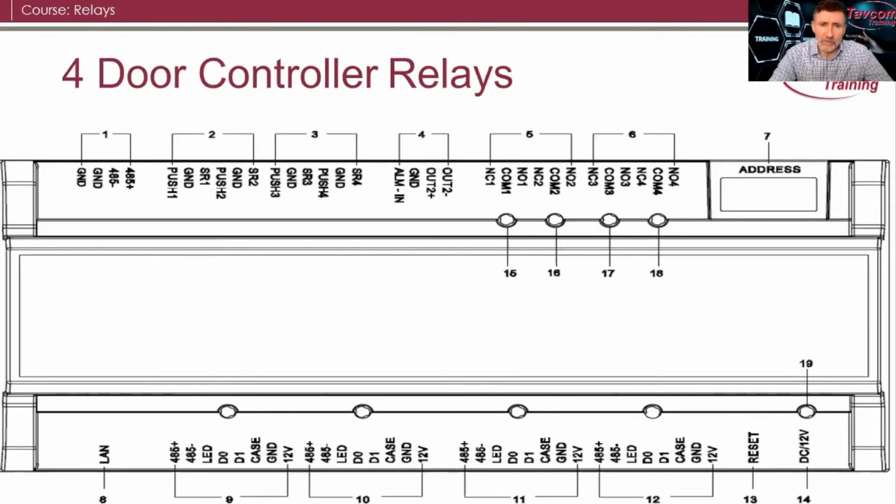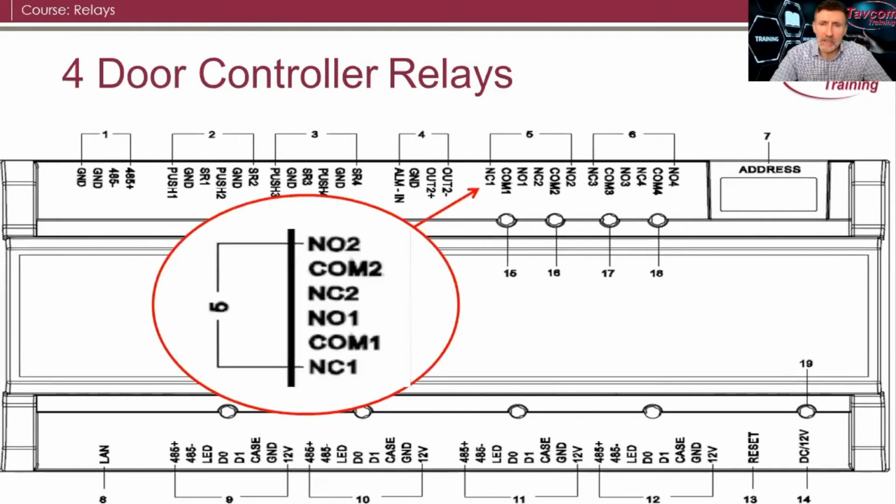When we look at a door controller, there are a lot of connections. In this case, this is a 4-door controller. But what we're actually interested in is purely the relay. So if we highlight this, you can see that for each relay, there is a common, a normally open, and a normally closed. As this is a 4-door controller, there are 4 separate relays, each independently switching.